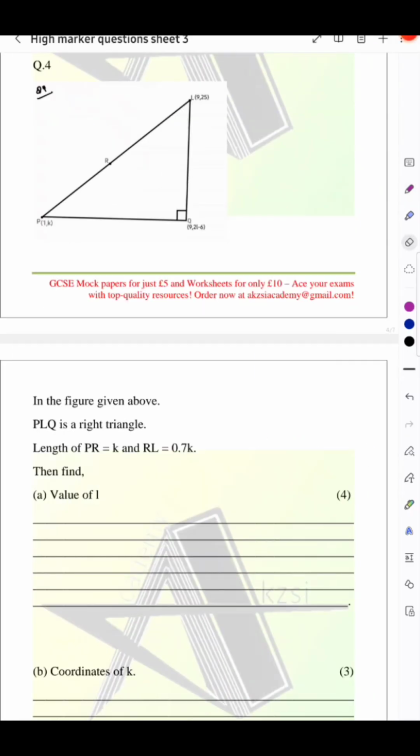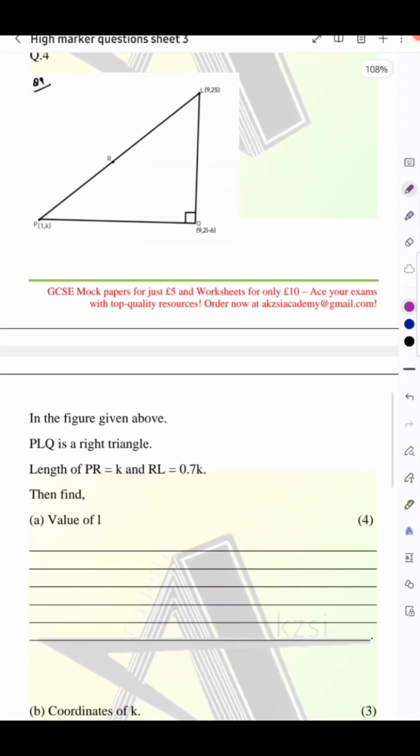Now, question number 4 says, in the figure given above, PLQ is a right triangle, length PR is K. So let me just name it. PR is K, this one is K. And RL is 0.7 K. So RL is 0.7 K. Then find the value of L. That means this L basically.